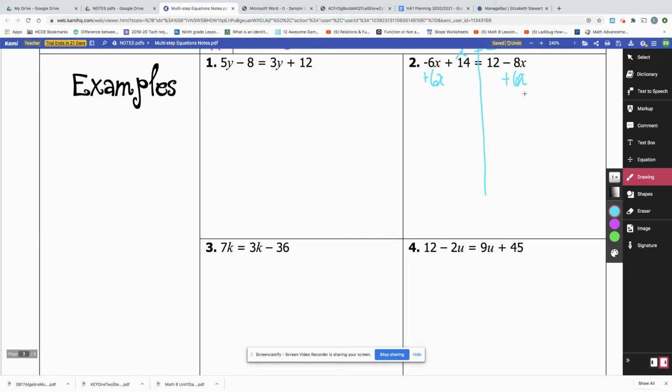Add 6x to both sides. Now, negative 6x and positive 6x zero out. So then I'm left with that 14. Bringing that down here, on the other side of my equals I've got 12. Now, be careful here. I've got a negative 8x plus a 6x. So that's going to be a negative 2 times x.